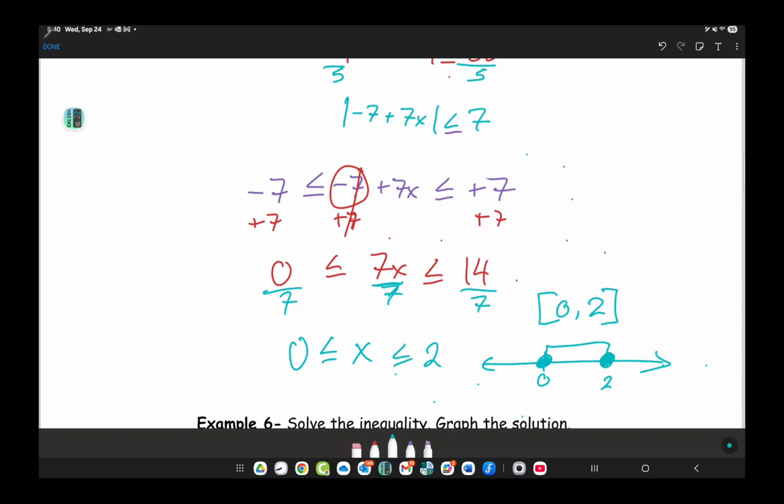I do have one more thing I want to get to. It's real short, real easy. Make sure you have enough time to write that down. So 5 minutes left.